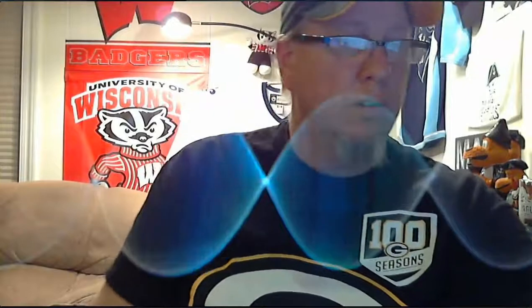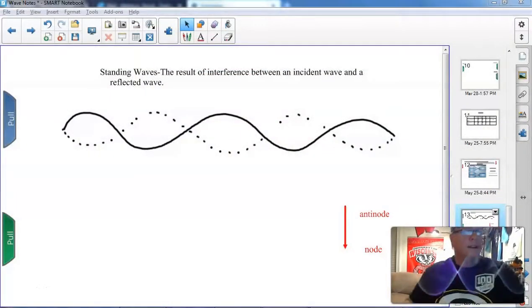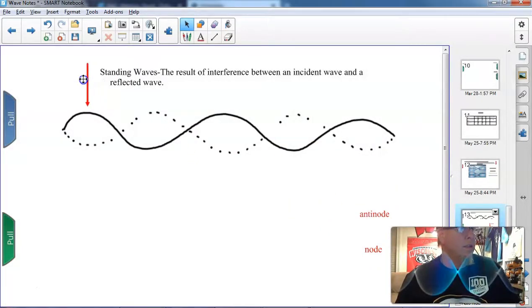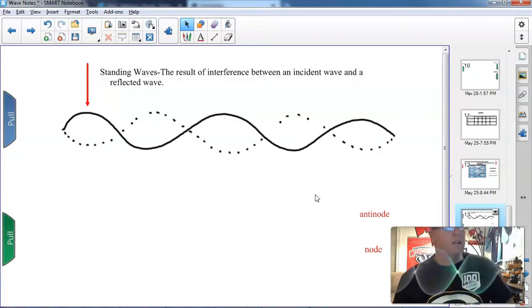So if I went back to my notes, I wonder if I can do that. I had to get out of the big screen. I'm trying to reach around my camera. You can see those spots that I was referencing. Here's one of them. This is a place where there's 100% constructive interference. And then right here, here's a spot where there's 100% destructive interference. Constructive, destructive, constructive, destructive, constructive, destructive.